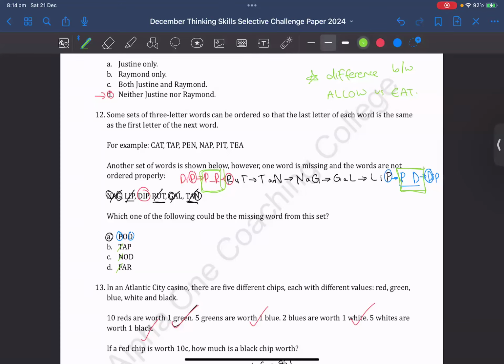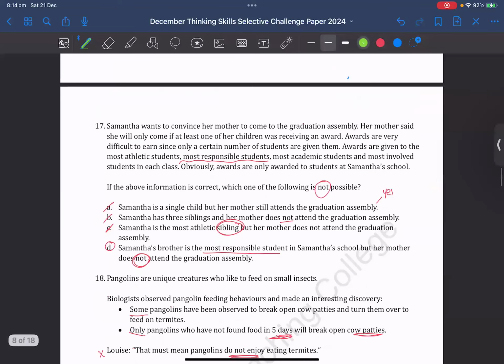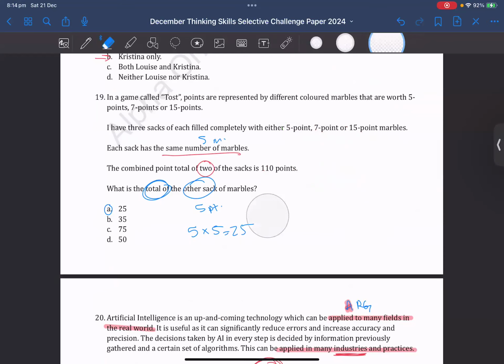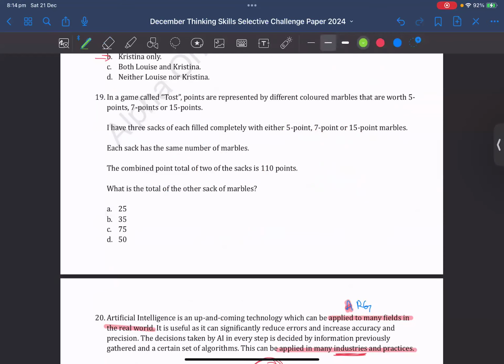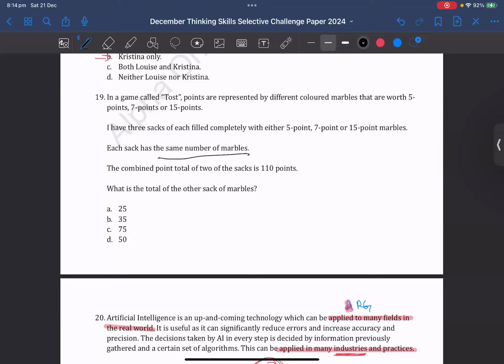Okay, so question number 19 is the next one. For question 19, I'm just going to rub out the board. Okay, so here in this game, you've got different marbles worth these points. And the key thing to note is that each sack has the same number of marbles. Going through each question, they've got either 5 points, 7 points, or 15 points.